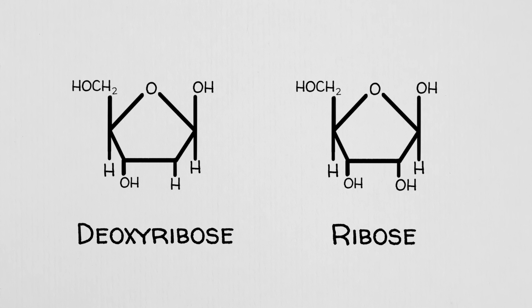The difference between DNA and RNA sugars occurs at the 2' carbon. RNA has ribose, which contains a hydroxyl group at the 2' carbon. DNA has deoxyribose, which is missing the oxygen at the 2' carbon.